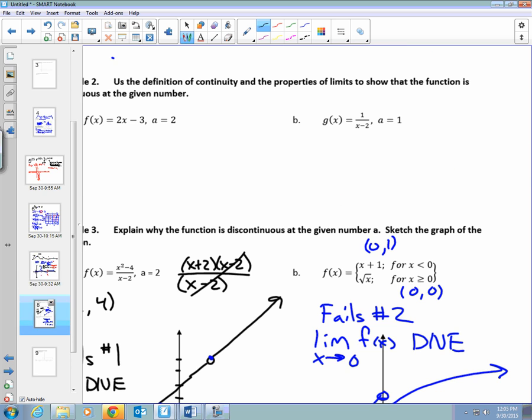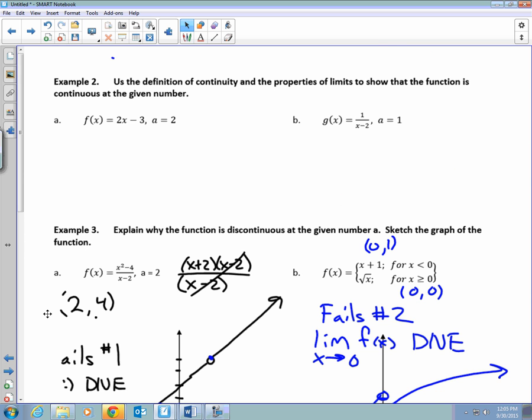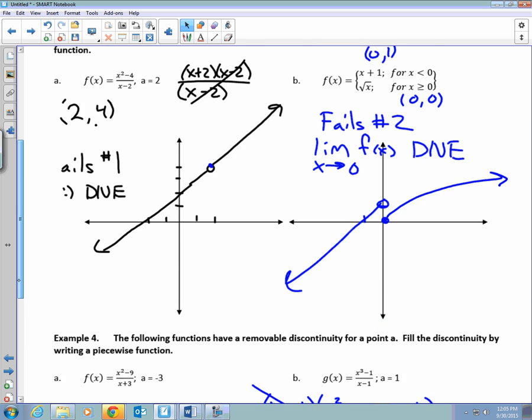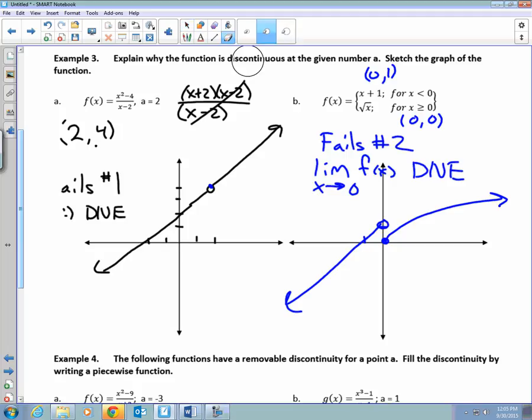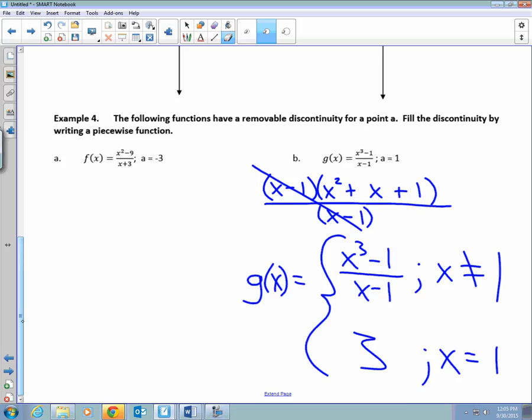So now we should get back to these last examples here. You guys will understand these, I think, very well. We go to example 3 and example 4 in your notes.